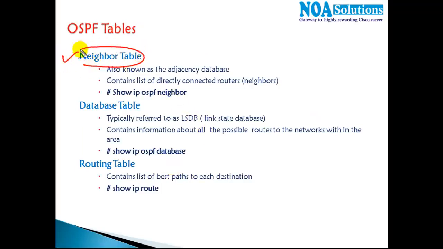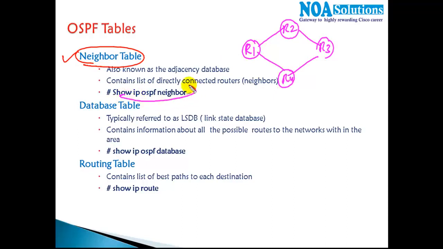Like if you remember, in EIGRP we discussed the neighbor table, and the neighbor table contains a list of directly connected routers. Like if you have router 1 connecting to router 2, router 3 and router 4, and if I use show ip ospf neighbor on router 1, I can see there are 2 neighbors, that is router 2 and router 4, and you can verify with the show ip ospf neighbor command. The neighbor table contains a list of directly connected routers. So who are my neighbors? That information will be propagated, and also it is a basic verification command which we use.